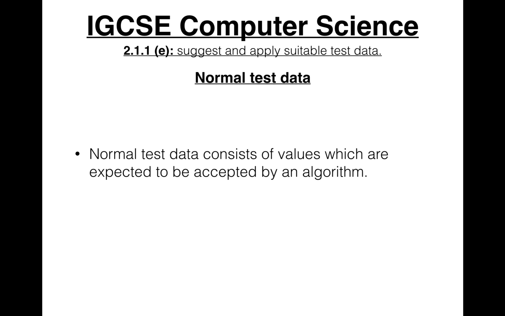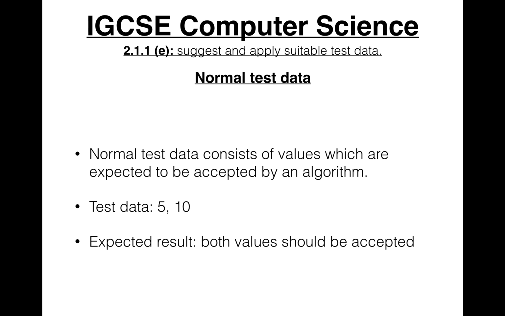So let's look at this. The first one is normal test data. Normal test data consists of values which are expected to be accepted by an algorithm. So it's data that won't throw an error, data that's in a specified range. In this example, 5 or 10 would be normal test data. We expect 5 and 10 would be accepted by the program.